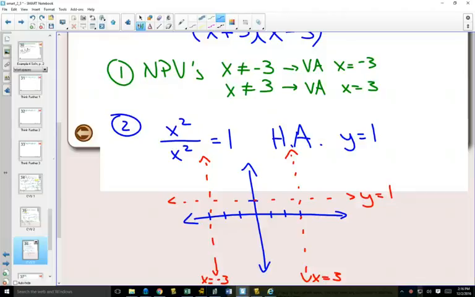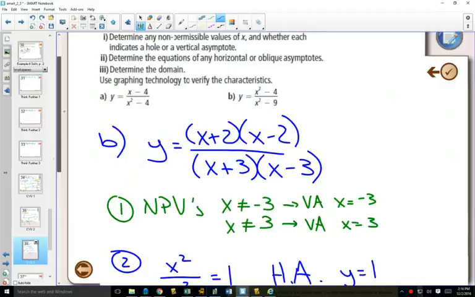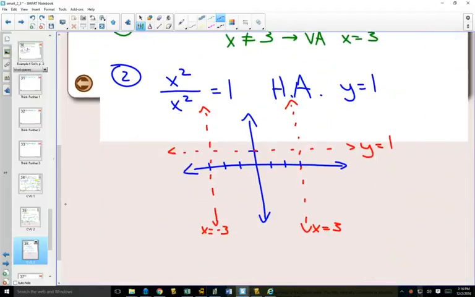Two minutes. Awesome. Well, let's keep going then. So when x is 0, what do we get? 4 over 9.